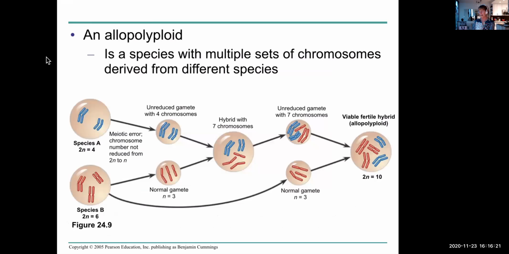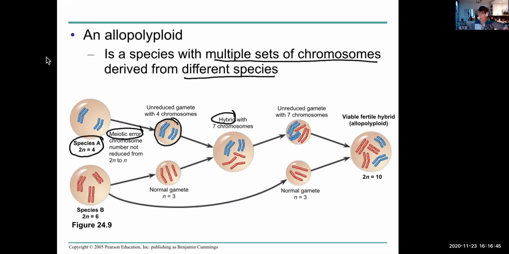An allopolyploid is a species with multiple sets of chromosomes derived from different species. So in this case, we're getting hybrids. Species A, diploid. Diploid number is 4. But there was a meiotic error, non-disjunction, so it wasn't reduced. Here's a gamete, still has the 4 chromosomes.